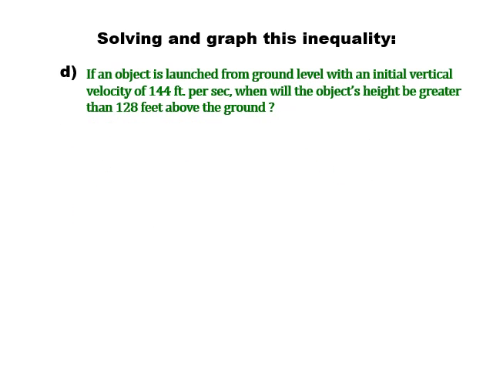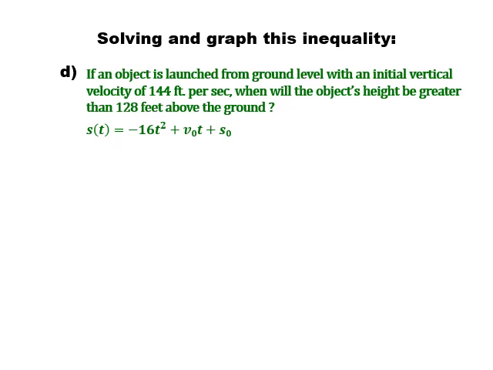All right, so here's an example of a problem dealing with projectile motion and an inequality, so kind of a word problem. If an object is launched from the ground level with an initial velocity of 144 feet per second, then when will the object's height be greater than 128 feet above the ground? So here's an inequality, right? We want to know when will its height be higher. So this is a range of values.